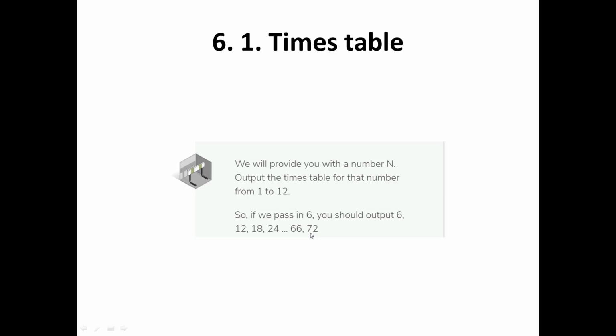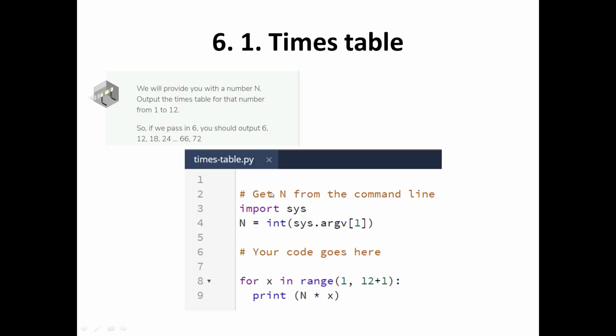Finally, we want to go up to 12, and that would be our last value. 6 times 12 would be 72. Let's take a look at that in code.